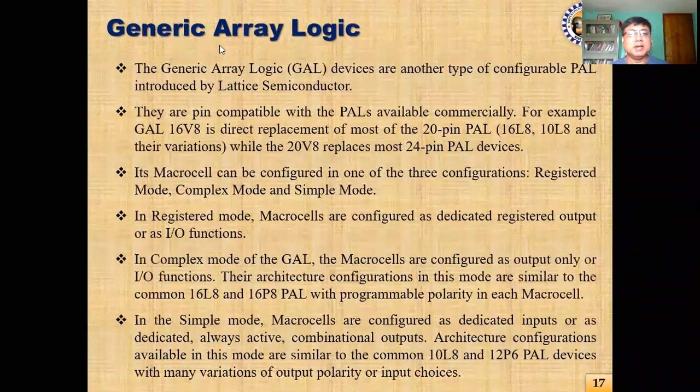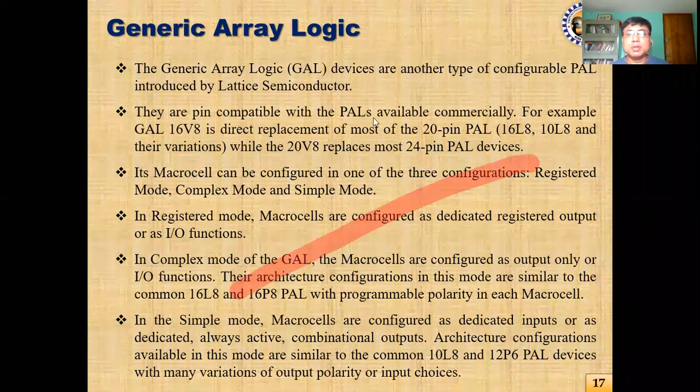Now, in the last slide, I will give you a very brief summary about the generic array logic, which is called GAL. Okay, so generic array logic GAL device is another type of configurable PAL introduced by Lattice Semiconductor. So this is a manufacturing company who manufacture this type of PAL, and this variation is called generic array logic. They are very popular in the market. So they are pin compatible with PAL, whatever we have discussed.